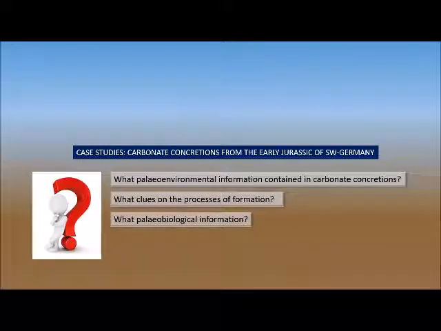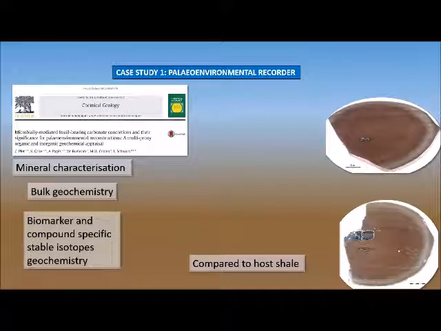The objective of my studies was to figure out carbonate concretions. Do they hold some paleoenvironmental information? What clues do they contain for the processes of formation? And what paleobiological information do they contain? Well, given that they have fossils in them, we were quite hopeful. For the first case study, I'm using mineral characterization, bulk geochemistry, and biomarker and compound-specific stable isotope geochemistry. Don't worry about that just now. We'll start with the easy ones.